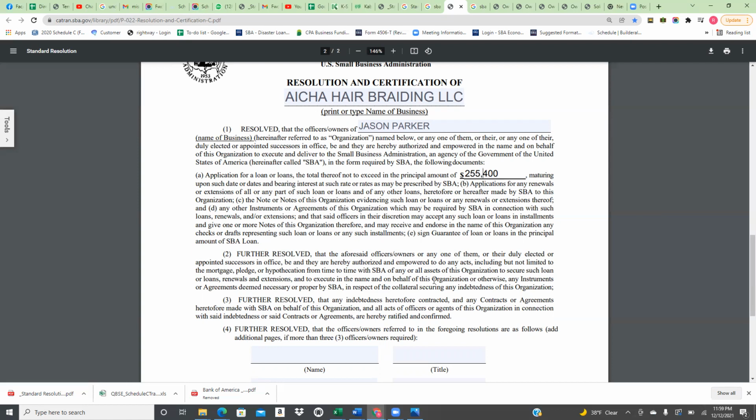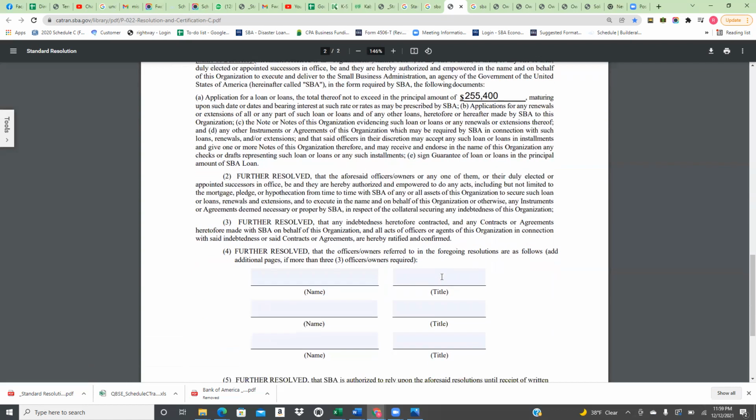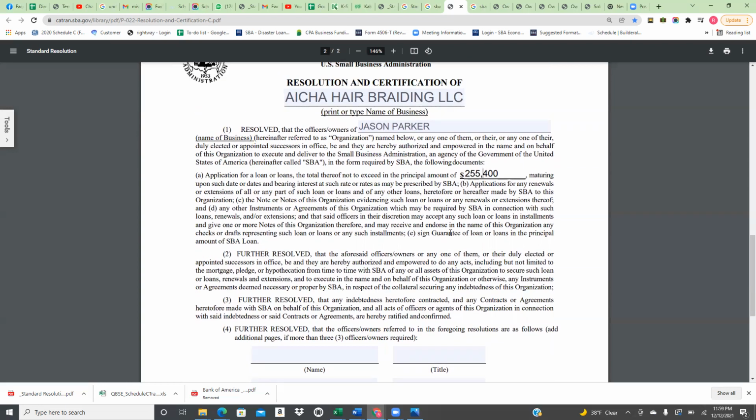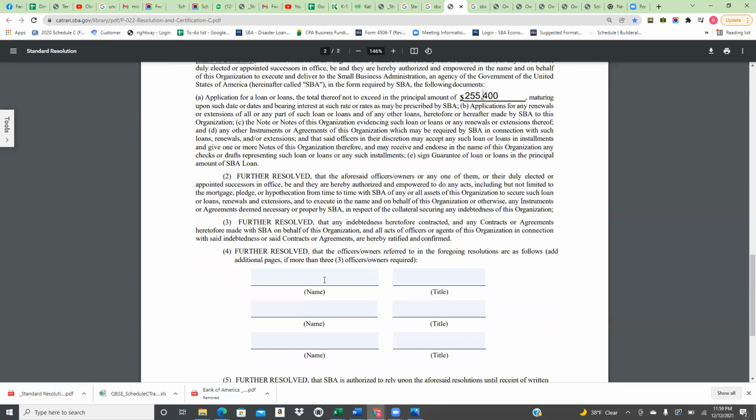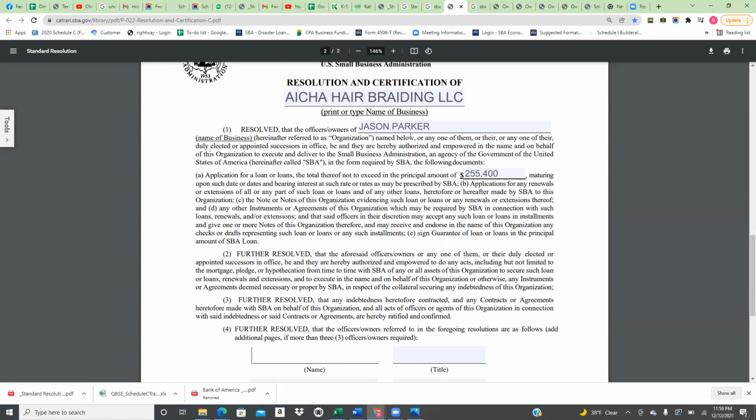But if you are just a simple self-employed person, it's going to be your name. If you are just a one-person owner of the company, it's going to be your name. Okay, so basically, that's it. You don't have to do anything here. And right here, you just need to put your name. The name is what? I said the name was Jason Parker.